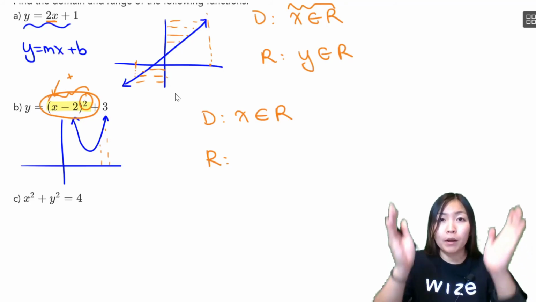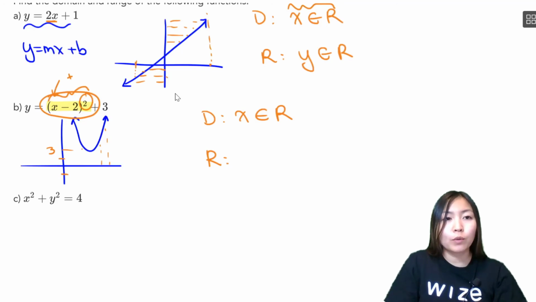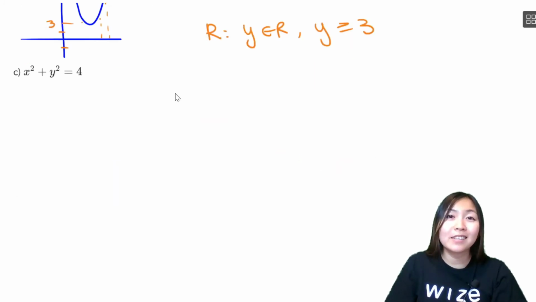This graph goes up and up and up forever and ever, but I can never reach a negative y value. I can never reach a y value of 1. My y value is going to start at 3, okay? So the range here is that y belongs to the real, but y has to be greater or equal to 3. Okay, let's take a look at this next one.